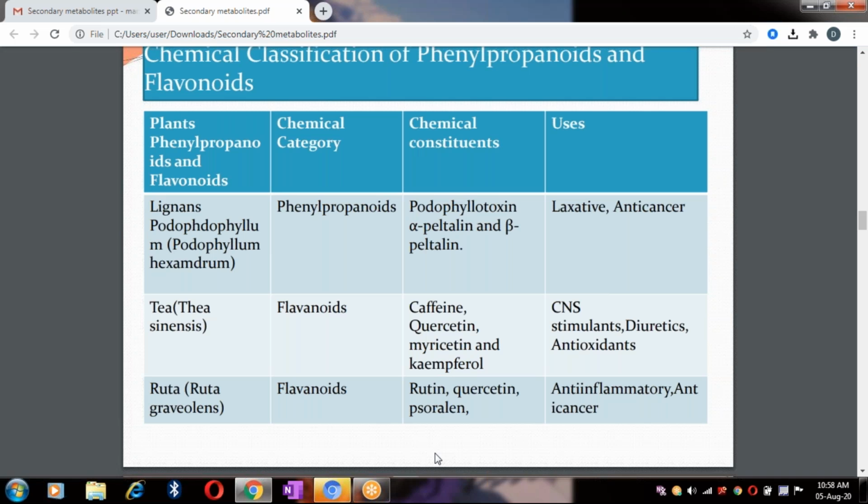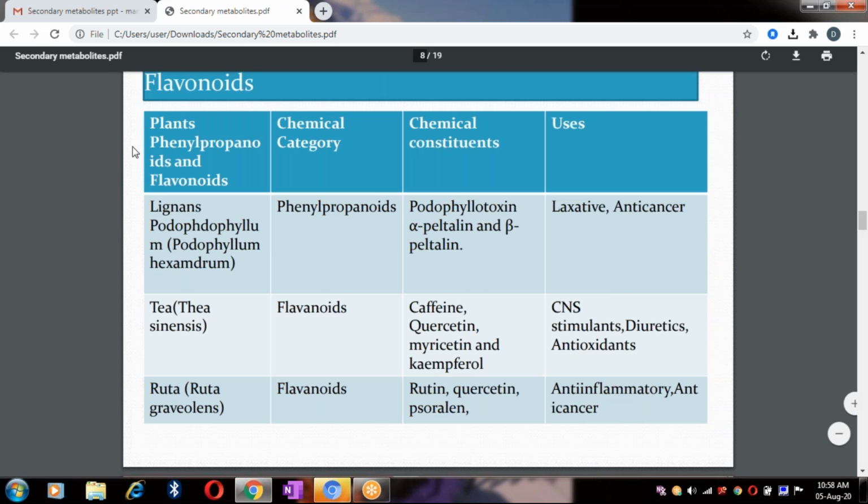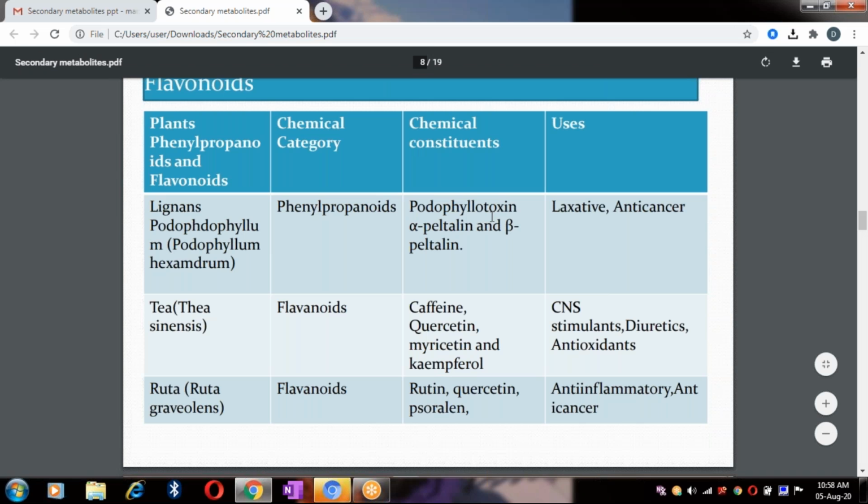Now, nothing to worry. It's been allotted as an assignment topic to some of your classmates, so these drugs will be covered there. You should just remember that under lignans, you can study flaxseed, podophyllum, and Phyllanthus. Chemical category, they all contain phenyl propanoid. The main constituents are podophyllotoxin, alpha peltatin, and beta peltatin, and they are used as laxative and anti-cancer drugs.